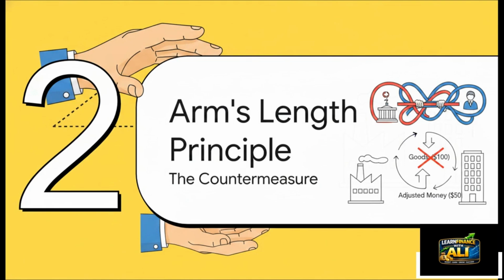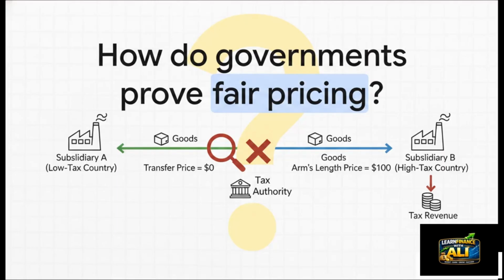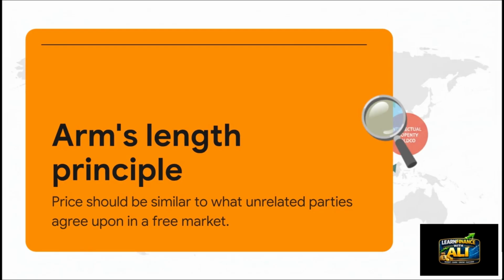Section 2. The arm's length principle. Now, obviously, national governments aren't blind to this. If companies could just arbitrarily set their internal prices to zero in high-tax countries, those nations would literally never collect a dime of corporate tax revenue from multinationals. So you have to ask, how does a national tax authority actually ensure they aren't getting completely played? How do they force these companies to follow the rules? They do it using a foundational rule known as the arm's length principle.